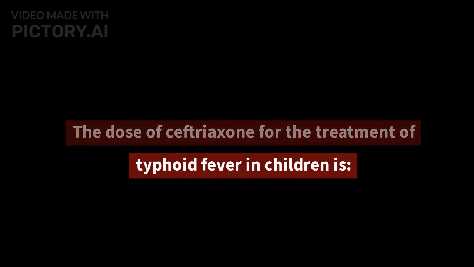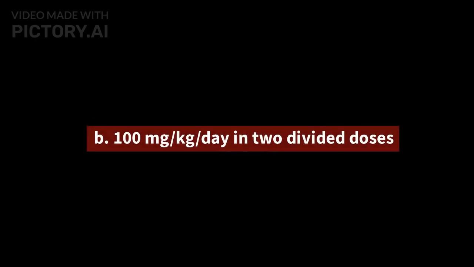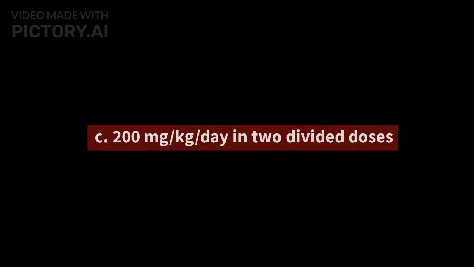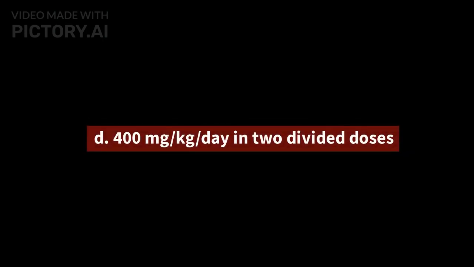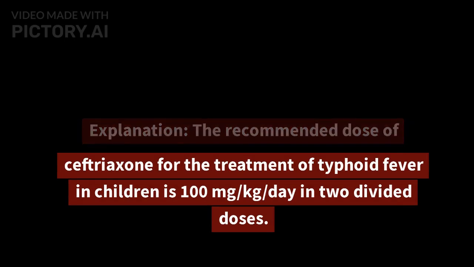16. The dose of ceftriaxone for the treatment of typhoid fever in children is A. 50 mg per kilogram per day in 2 divided doses, B. 100 mg per kilogram per day in 2 divided doses, C. 200 mg per kilogram per day in 2 divided doses, D. 400 mg per kilogram per day in 2 divided doses. Answer: B. Explanation: the recommended dose of ceftriaxone for the treatment of typhoid fever in children is 100 mg per kilogram per day in 2 divided doses.